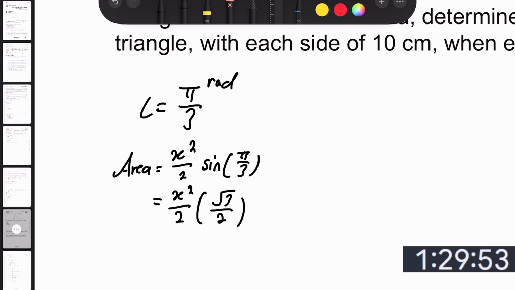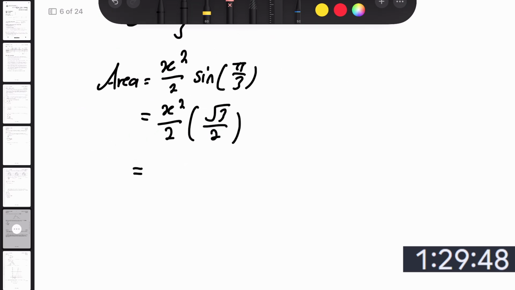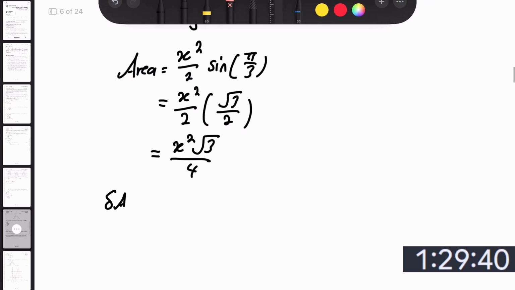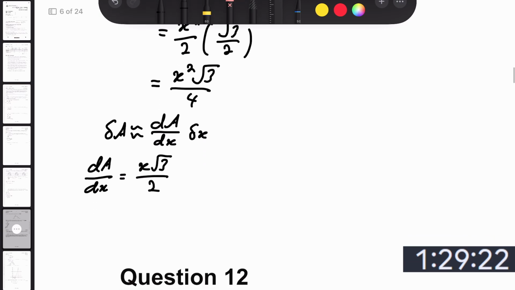Now, it wants me to use the increment formula. Actually, I'll tidy this up a little bit: x squared square root of 3 on 4. Okay. Increments formula. So I know that a small change in A is approximately equal to dA/dx times a small change in x. Now I know that dA/dx is going to be equal to x square root of 3 on 2, because I moved that 2 in front. Yep. So then bring it up here.